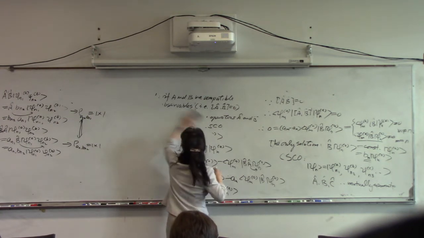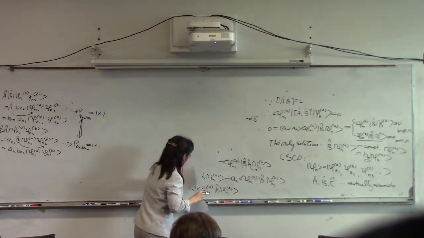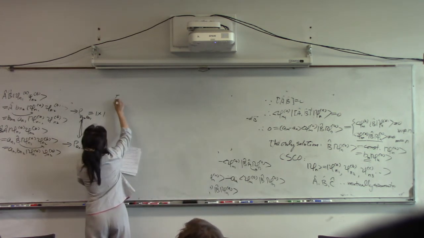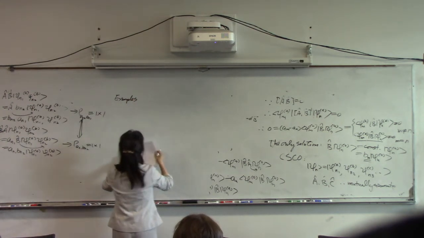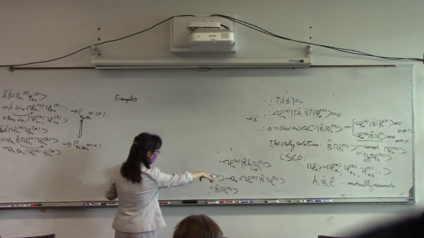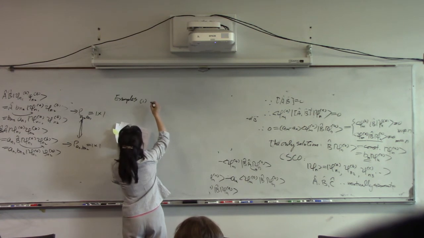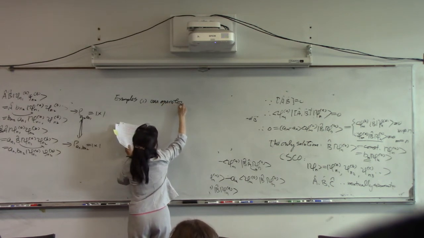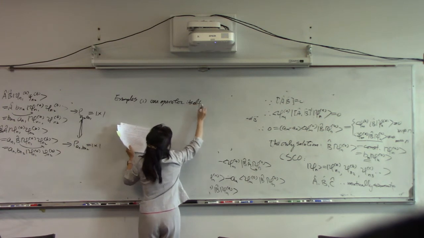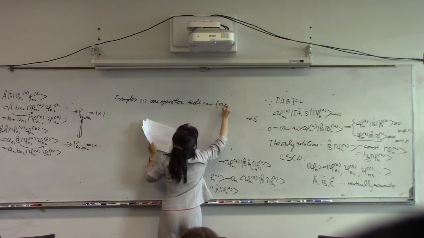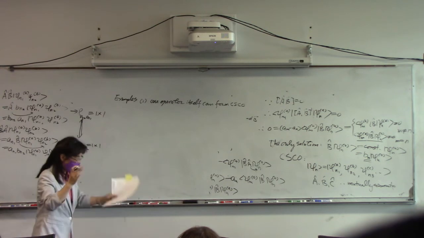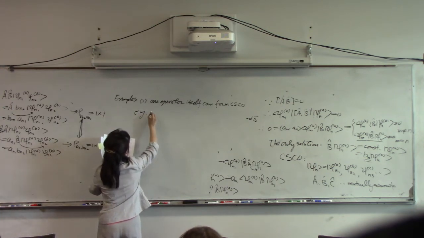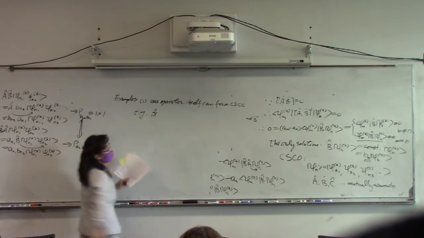One more, just a few minutes, I want to mention something here. So examples of a CSCO, right? For example, even if only one operator by itself is complete and orthogonal, it can form a CSCO, because you know that it is itself complete and orthogonal. For example, if we have operator X, position, right?